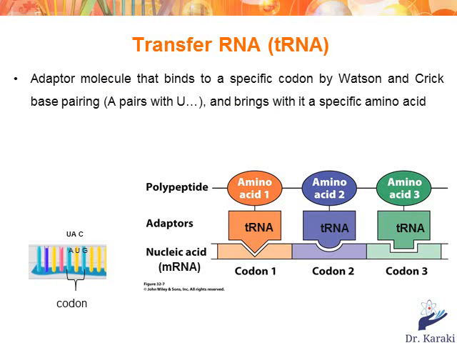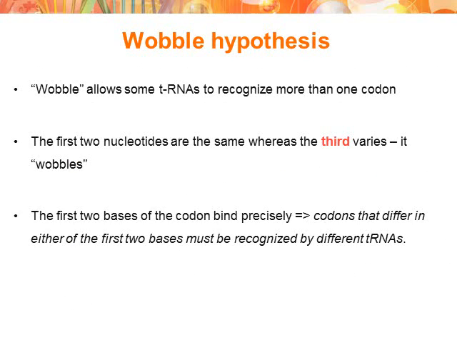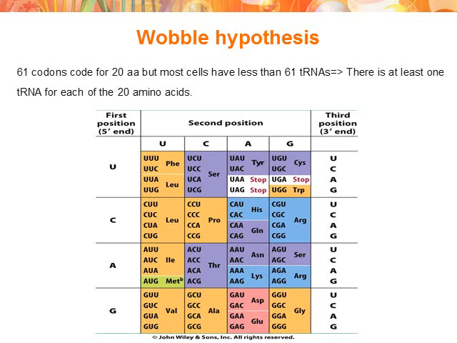tRNAs are adapter molecules that bind to a specific codon by Watson and Crick base pairing, which means A pairs with U, C pairs with G, and brings with it a specific amino acid. You all know that there are 61 codons that synthesize amino acids. Therefore, there must be 61 tRNAs, each having different anticodons. But experiments showed that the total number of tRNAs is less than 61. So, there is at least one tRNA for each of the 20 amino acids, and this is the Wobble hypothesis.